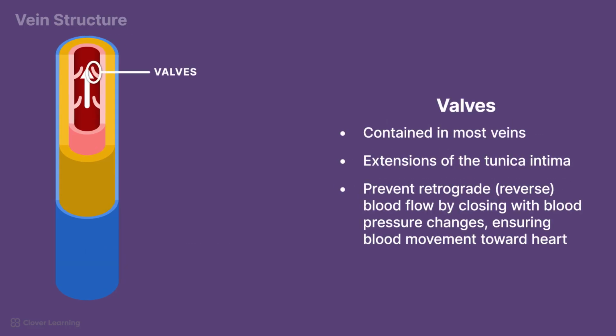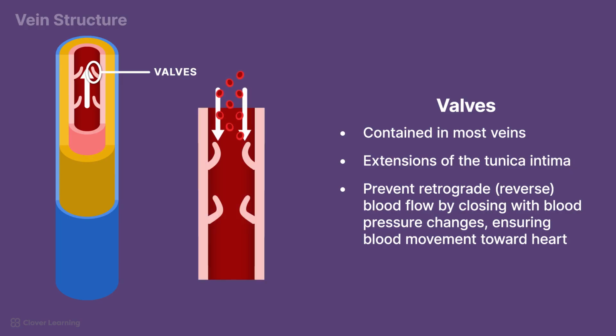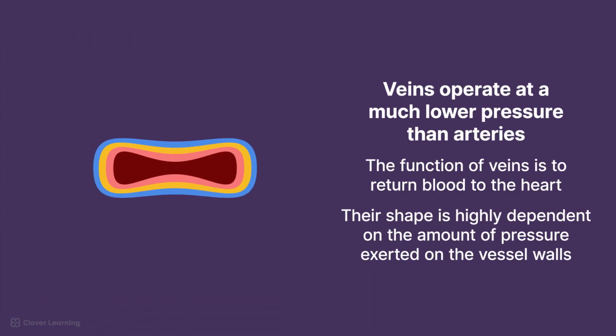Additionally, most veins contain valves, which are extensions of the tunica intima. These valves prevent retrograde or reverse blood flow by closing with changes in blood pressure. This ensures movement of blood toward the heart. Under normal conditions, veins operate at a much lower pressure than arteries.